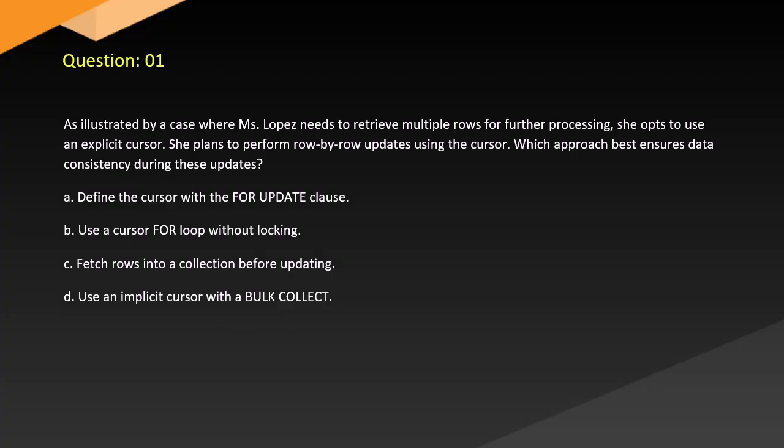A. Define the cursor with the FOR UPDATE clause. B. Use a cursor FOR loop without locking. C. Fetch rows into a collection before updating. D. Use an implicit cursor with a BULK COLLECT.